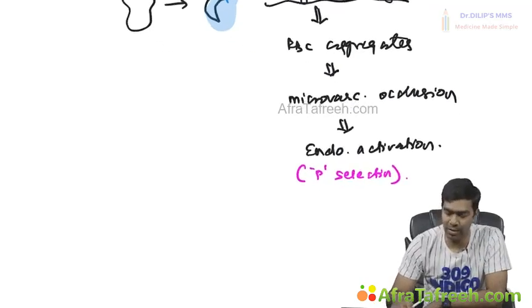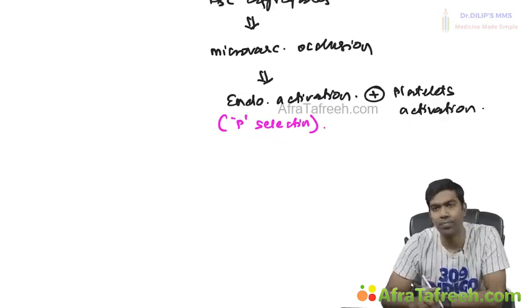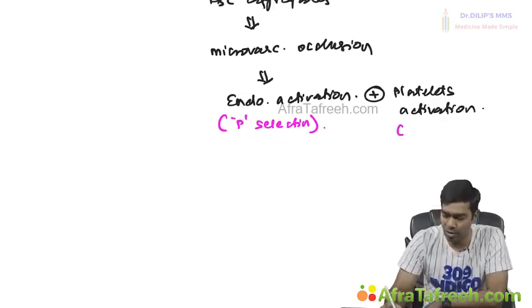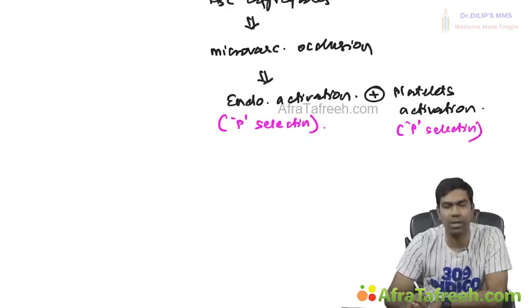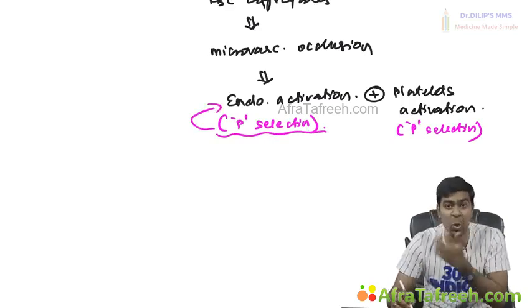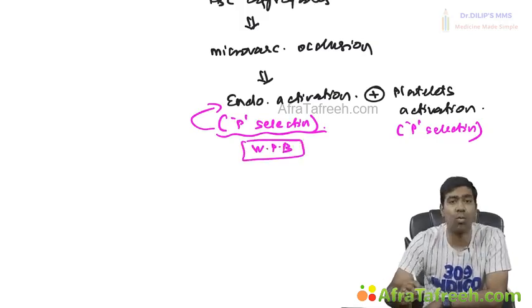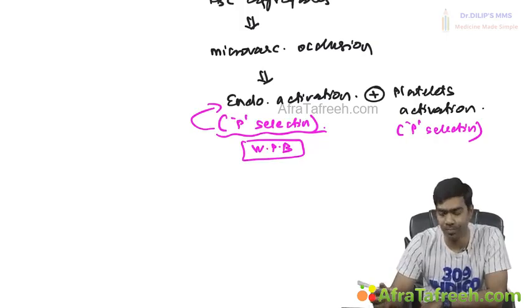This endothelial activation will not happen alone. Usually this endothelial activation will also be activating the platelets, so they're going to cause something called platelet activation also. So the platelets also start expressing a lot of P-selectin molecules. If you ask me where in the endothelial cells this P-selectin is stored, it's in the Weibel-Palade bodies, the same place where your von Willebrand factor is also stored.